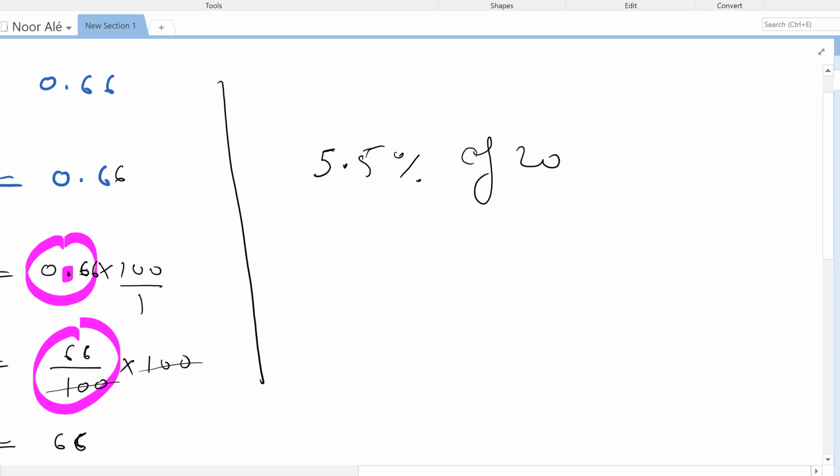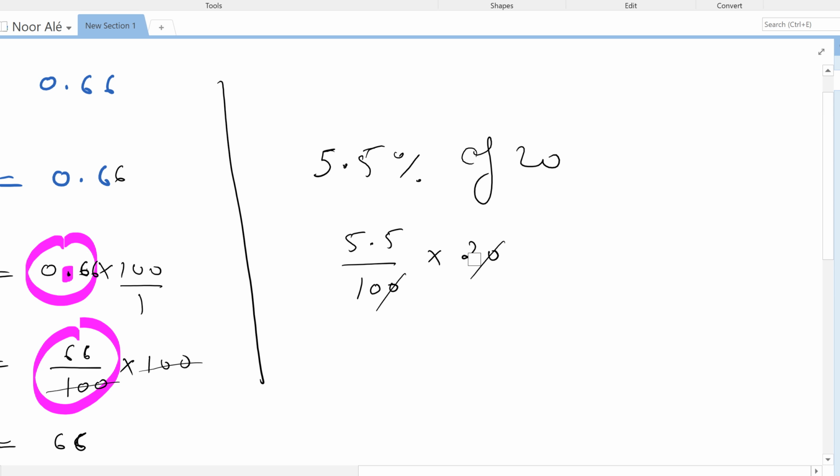So that means 5.5 out of 100. Of means multiplication. So we find 5.5% of $20. And the top and bottom, they have zeros in the end, so that means we can divide them by 10. We divide the top by 10 and the bottom by 10. So we got 2 and 10.